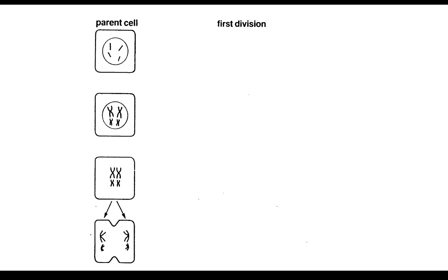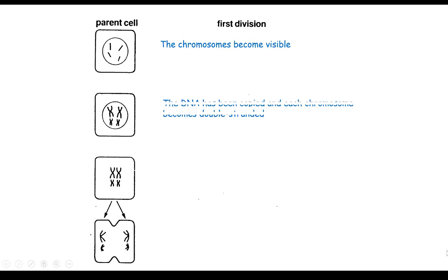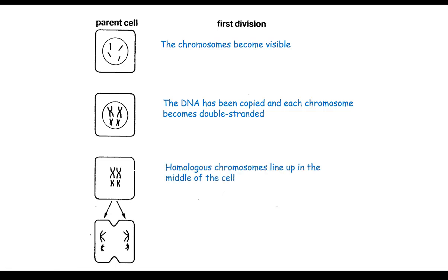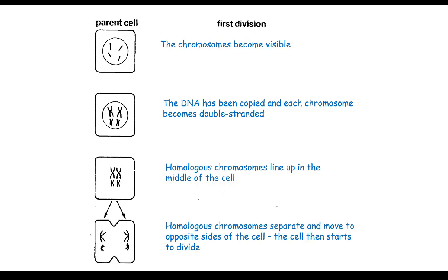Now here's the process of meiosis. So we start with a parent cell and the chromosomes become visible. The DNA has been copied and each chromosome becomes double-stranded. So each chromosome is made up of 2 chromatids. Homologous chromosomes are going to line up in the middle of the cell, and then the homologous chromosomes separate and move to opposite sides of the cell, and the cell then starts to divide.